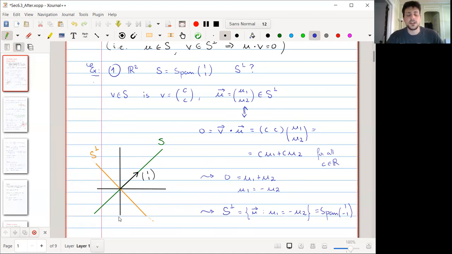It's drawn in this picture here. You see that the set S is the line that is spanned by the vector (1, 1). The perpendicular line is exactly the orthogonal complement of S, and it is the span of the vector (1, -1). That's this vector down here.